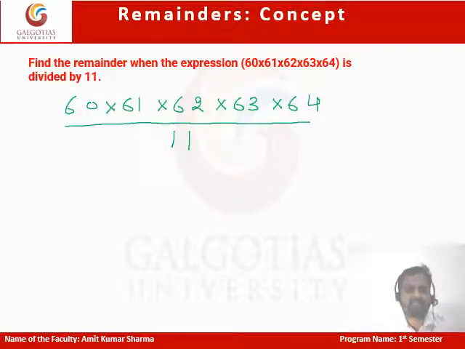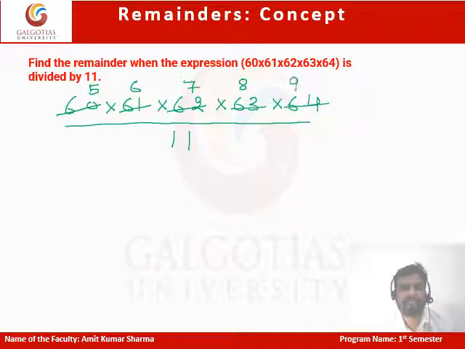So what is the easier way? First of all, divide these numbers. Divide 60 by 11. Remainder is what? 11 5s are 55. Remainder is 5 here. Then divide 61 by 11. Remainder is 6 here. Then remainder is 7 here. Remainder is 8 here. Remainder is 9 here. Right?